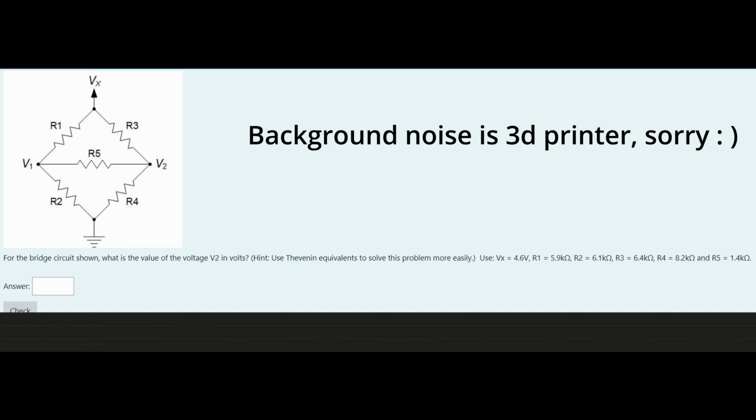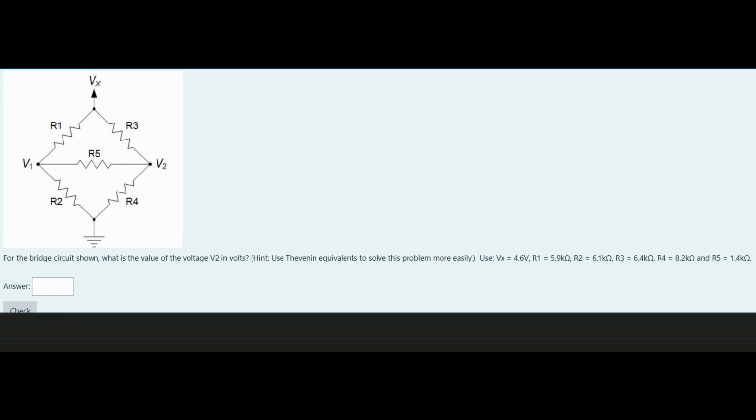For the bridge circuit that we're given, we're asked what is the value of the voltage V2 in volts. There's a few different things we could solve for in here, but this problem is just asking us for V2. There are multiple ways we can set this up and further go through this to find the other things. So the first thing that we can do is actually redraw this so it's a little bit simpler.